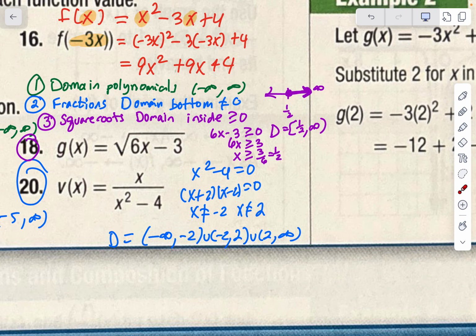Okay, there's just 3 rules you have to remember. If it's a polynomial, it's all real numbers. If it is a fraction, set the bottom equal to 0 and throw that value out. If it's a square root, set the inside greater than or equal to 0. Do the math, and you'll find the domain. Okay, we good? Does that make sense?